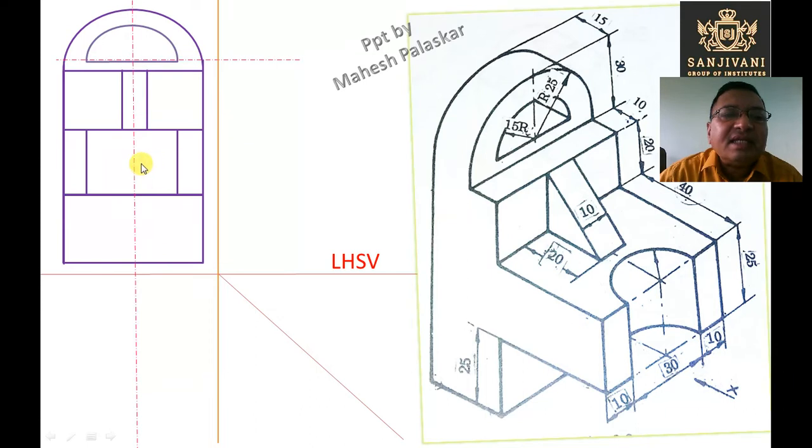From the center line, this distance is 15 mm, this is also 15 mm, and this distance is 10 mm, as given here. The diameter is 30, which means this is 15, this is 15, and again this is 10, right? Now let us go ahead and draw the side view, that is the left hand side view.